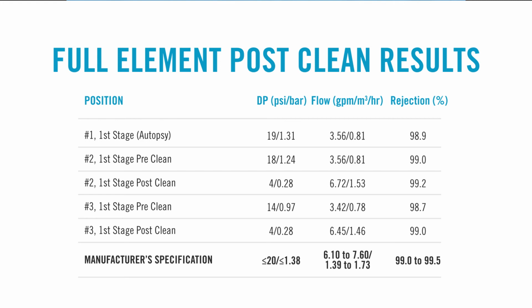When we cleaned these elements with RoClean P903 at 2% for 1 hour, we saw the delta pressures drop dramatically from 18 and 14 to 4. If you'll remember from the beginning of this presentation, we expect new clean elements to be performing between 3 and 5. So this element has been restored to its baseline performance. Additionally, the flows have increased from their original around half of normal to normal. We see that the rejections have improved. This was a successful clean.